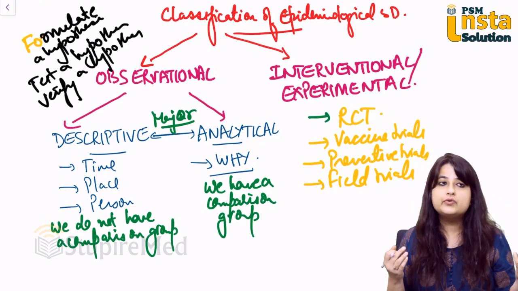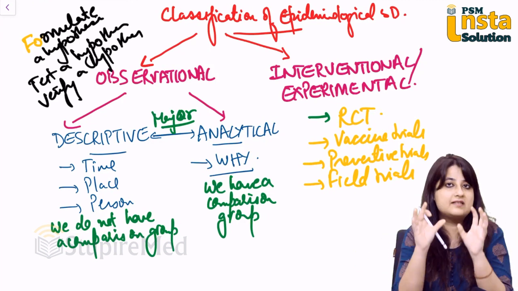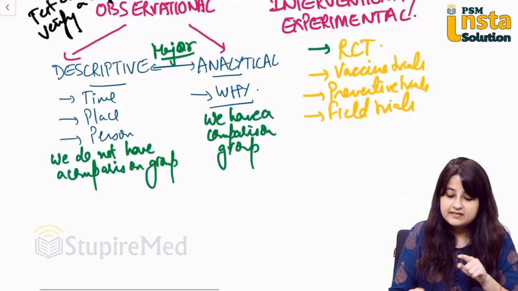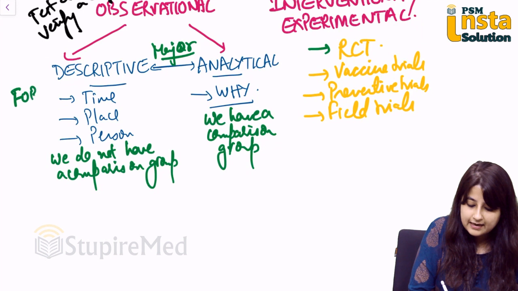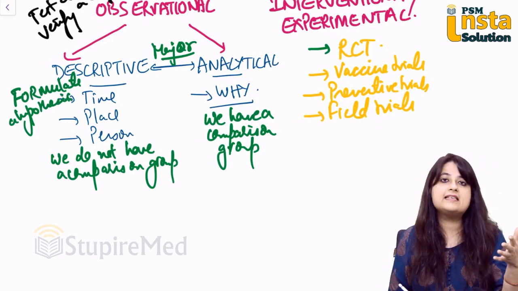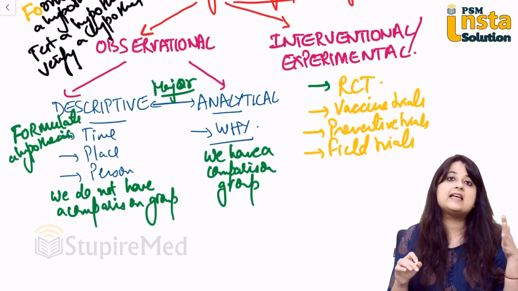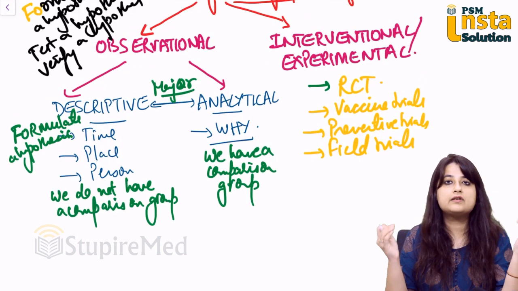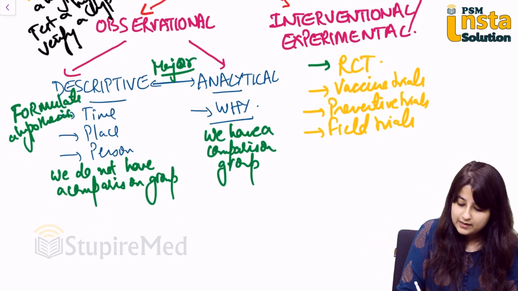Now, suppose there is a new disease event. We do not know anything about it. So the first step is to describe that event. Descriptive epidemiology will help me formulate a hypothesis, because it answers the question of disease occurrence according to time, place and person. Then next is to test a hypothesis. For testing, you always require some comparison group. So your analytical study design will help me test a hypothesis.